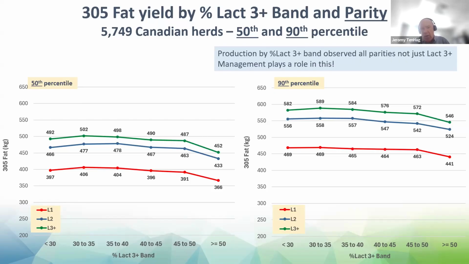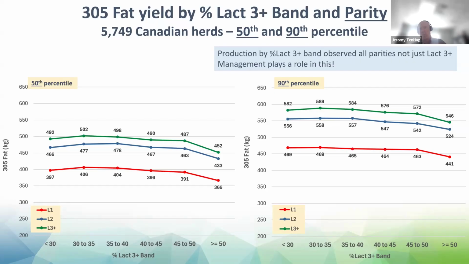And it doesn't really matter if you're in the 50th percentile or 90th percentile. I guess we could argue in the 90th percentile, those younger herds maybe don't have much of a drop off, if any, there. But certainly when we look at the greater than 50% lactation 3 plus herds, there is even a bit of a drop off in the 90th percentile herd groupings. But the overall pattern is quite similar.